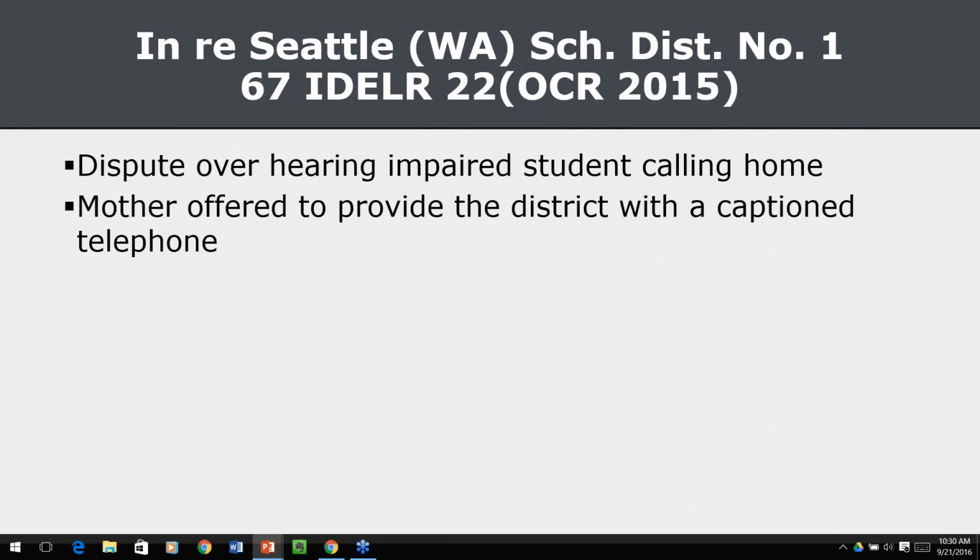And the problem was when mom filed her OCR complaint, the special ed director said, well, I don't know what a non-hearing impaired student would do. Most of our non-hearing impaired students just use their cell phone.